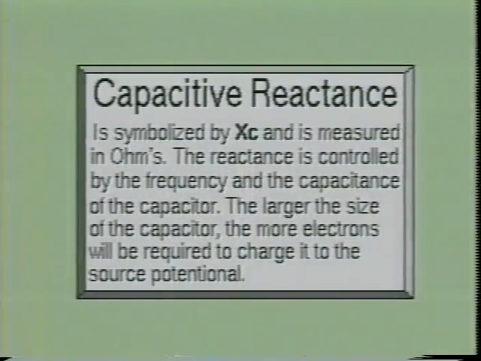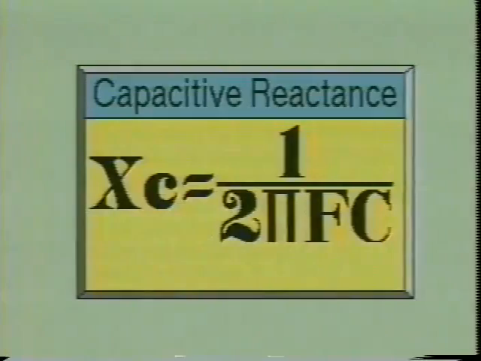How effective a capacitor is in allowing AC to flow depends upon its capacitance and the frequency being applied across it. The greater its capacitance, the more electrons will be required to charge the capacitor to the source voltage potential. The actual resistance effect of a capacitor is known as its capacitive reactance, which is measured in ohms. To calculate the capacitive reactance of a capacitor, use the formula XC equals 1 divided by 2 pi times the frequency times the capacitance. The reactance of a capacitor will be inversely proportional to the frequency. As the frequency is increased, the reactance of the capacitor will decrease.